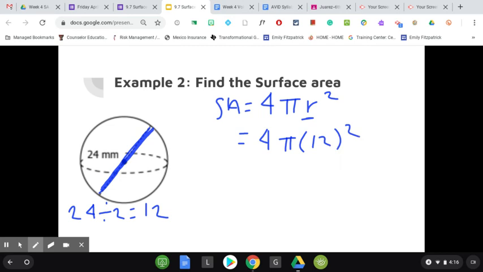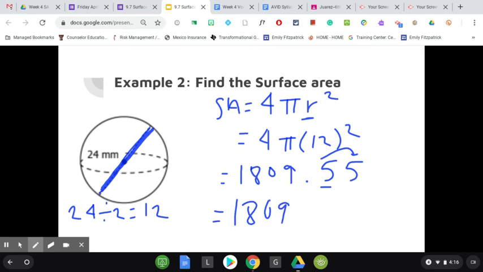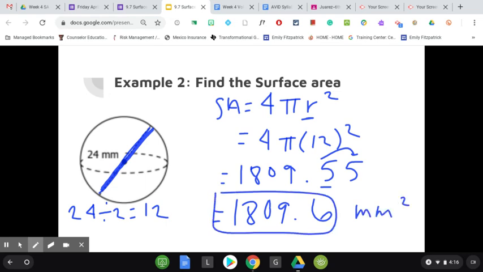We plug it in and we get 1,809.55. We want to round again, so we look at the number after the 5, and it's also a 5. So it will round up to 1,809.6 millimeters squared. This is our answer. That's it. Okay, we have one more where we're going to talk about a hemisphere, which is half of a sphere. So let's get that one done.